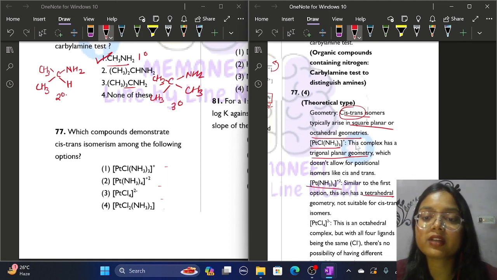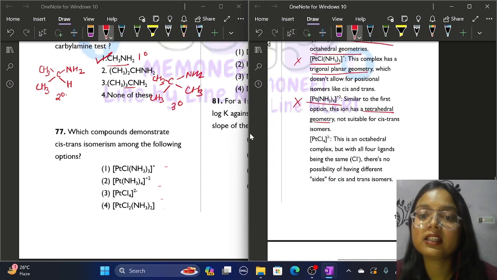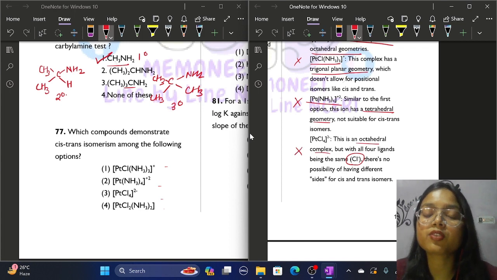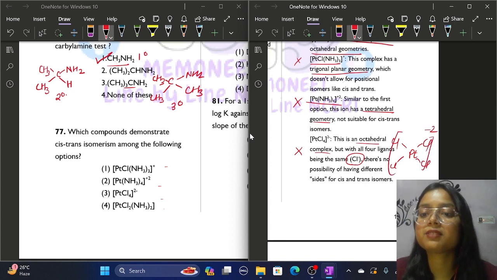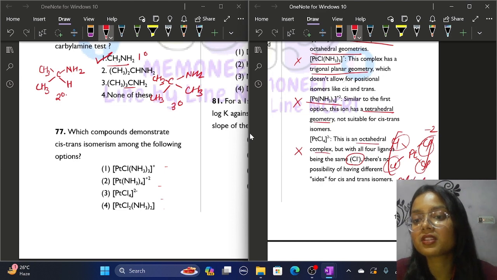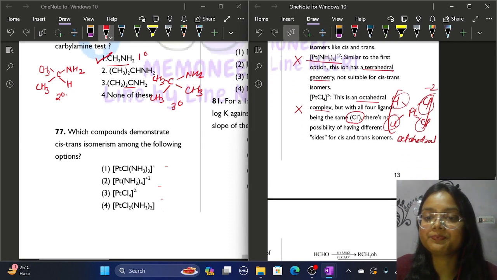Pt NH3 whole 4 has tetrahedral geometry, so it also does not form cis-trans isomerism. PtCl4 is an octahedral complex but with all 4 ligands being the same Cl: Pt, Cl, Cl, Cl, Cl. So how will it form cis-trans isomerism? If two of the ligands are the same, then it can form cis-trans isomerism even in octahedral compounds. But it is not possible in this case because all 4 atoms are the same.